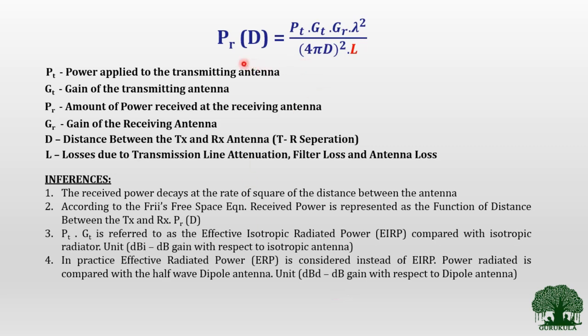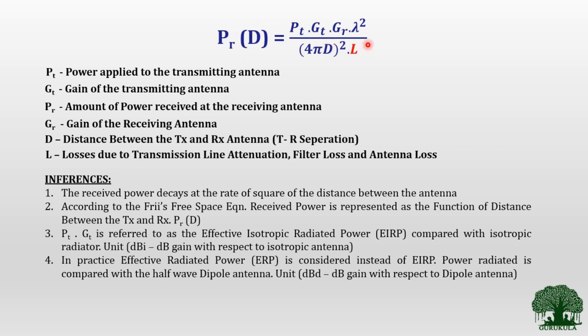And also you could see that the received power is directly proportional to the transmitted power, the transmitting antenna gain, and the receiving antenna gain. So whenever these terms are increased, the gain of the transmitting or receiving antenna or the power of the transmitting antenna, you could achieve an increase in the received power. In the same way, when you increase the distance or the loss between the transmitting and the receiving antenna, the received power will fall down.